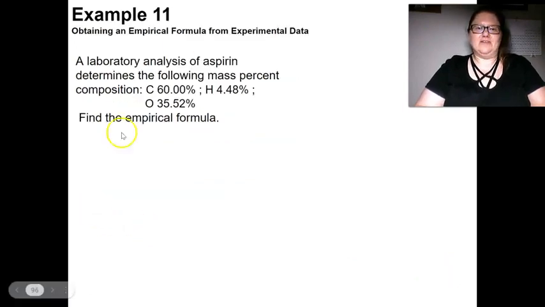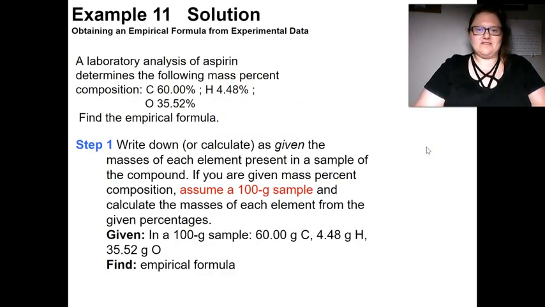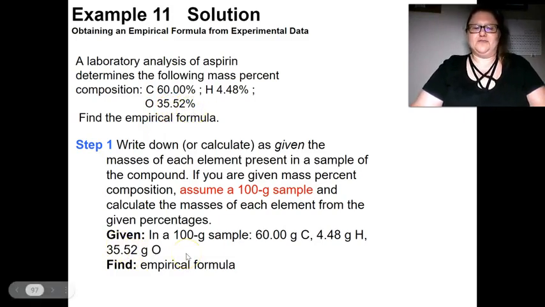Okay, here's example 11. We've got experimental data here, and we're starting with percentages. So what we're going to do first is, see in red, assume 100 grams. This makes your life so much easier. You have to say that you're assuming it's 100 grams, though. You have to write that. So part of your work would be writing, given 100 grams of this sample, 60% becomes 60 grams of carbon. Notice the zeros are all kept. That's precision. The 4.48% hydrogen becomes 4.48 grams hydrogen. And lastly, the 35.52% oxygen becomes 35.52 grams oxygen.